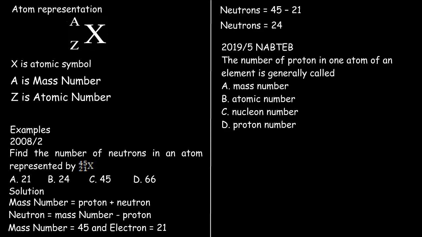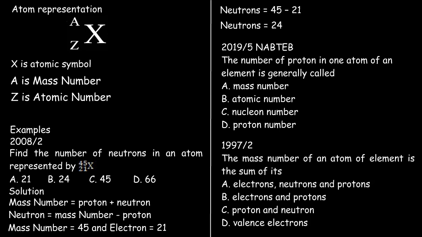Now, we have another question from NABTEB, and it states that the number of protons in one atom of an element is generally called: A, mass number, B, atomic number, C, nuclear number, and D, proton number. Now, the number of protons in an atom is generally called the atomic number, and the correct option is B.